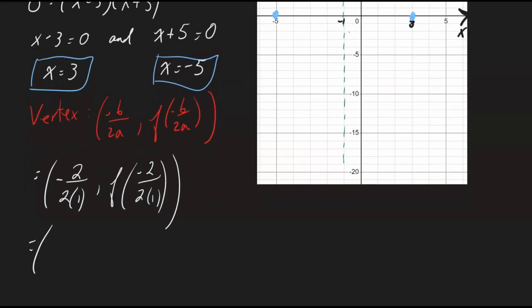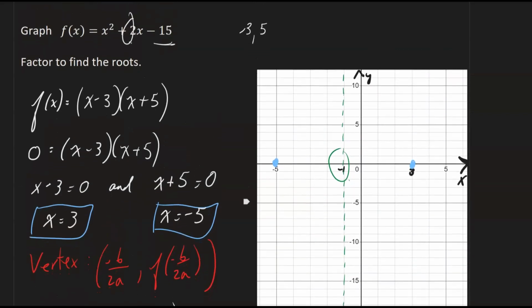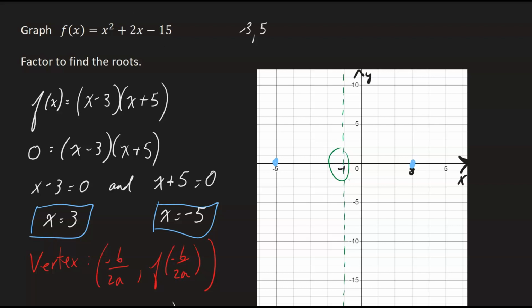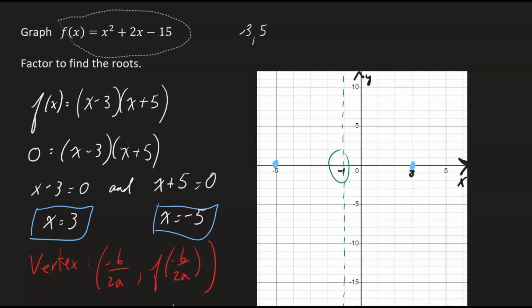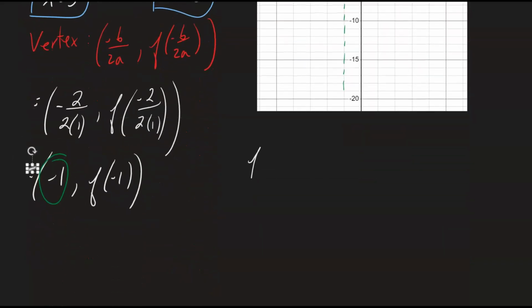Which is equal to -1, f of -1. Okay, the -1 coincides with the x value of -1. So our f of -1 is somewhere along the vertical green line that I dotted. Let's find f of -1. I want to rewrite my function down here. So f of x equals x squared plus 2x minus 15. Let's just rewrite that.